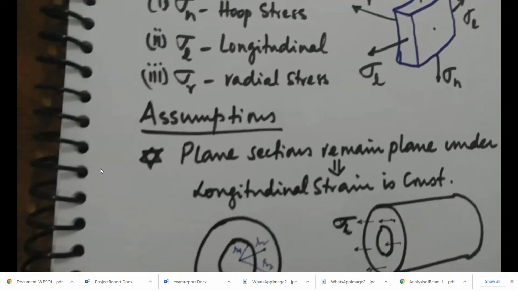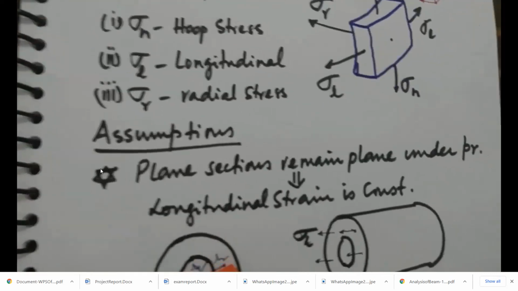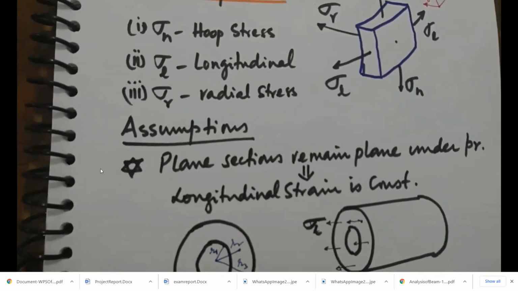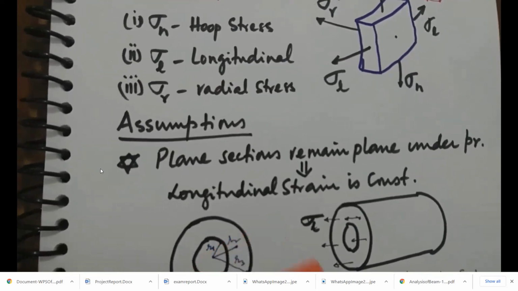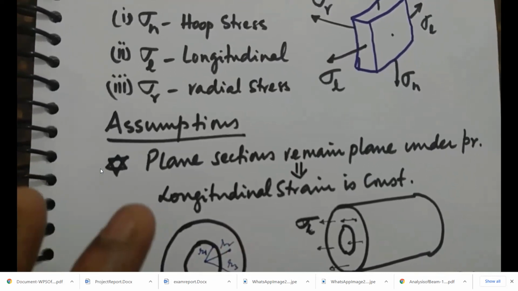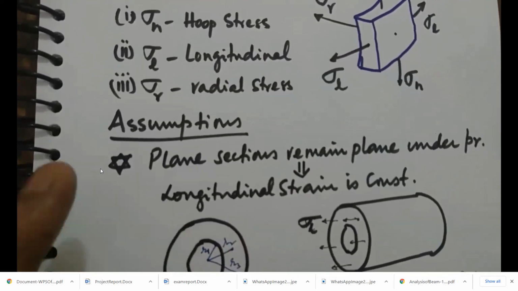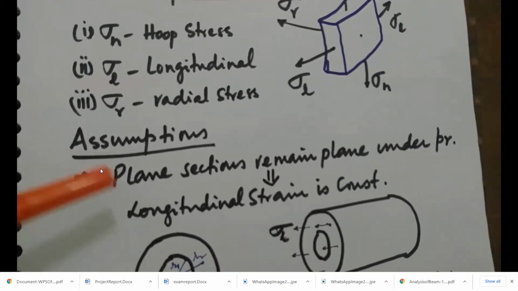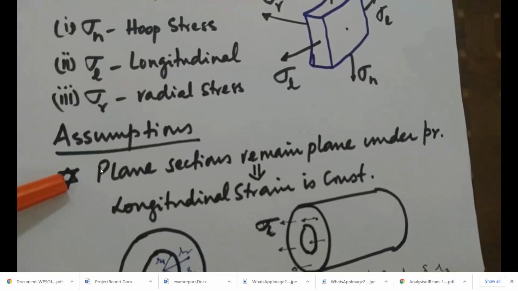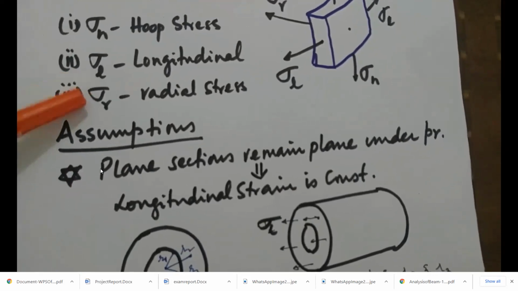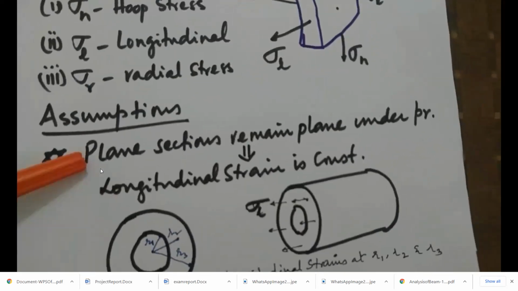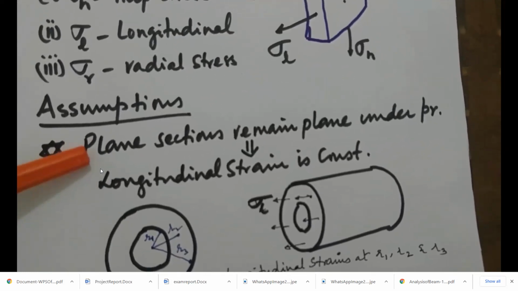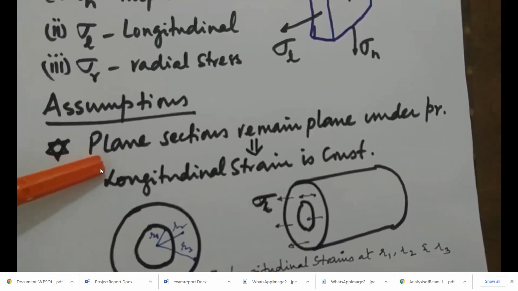Now, there are a few assumptions in the theory of thick cylinders. Some standard assumptions are that the material is homogeneous, isotropic, and Hooke's law is valid. Those are important assumptions, but I have only written a key assumption which has to do with the longitudinal strain and stress. This in fact is a very important assumption, and it keeps repeating itself in the theory of bending and also in torsion. So, let us see what this is.